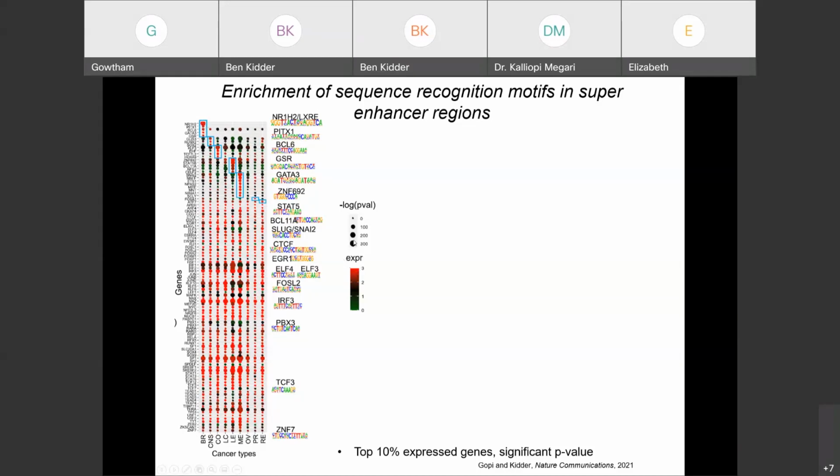And then the size of that circle indicates the significance of that specific motif. So basically, if it's a large red circle, it means that there's more significance applied to that TF being expressed and the motif present in that super enhancer region. So we found an interesting set of TFs that are present in a cell type and cancer type specific manner as well. And these could be potentially exploited to, again, develop some personalized therapies or for diagnostic purposes down the road.